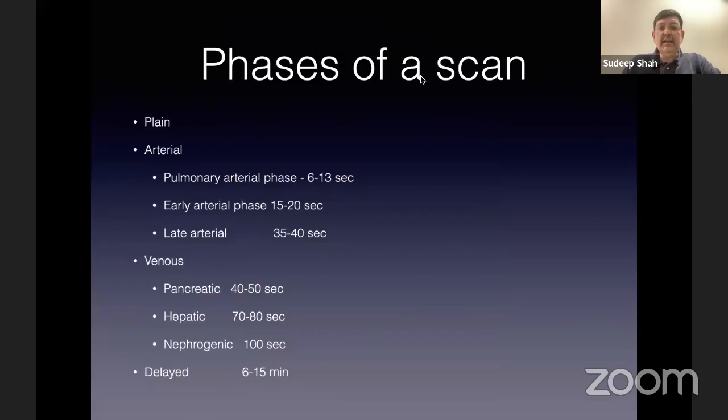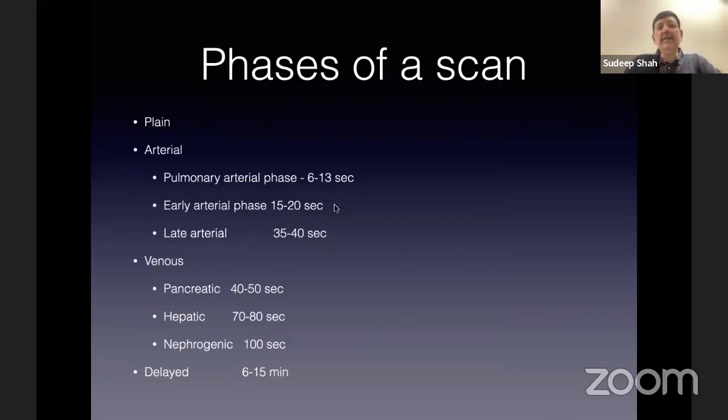The phases of the scan depend on the timing of your IV contrast. So without any contrast, you'd get something which is a plain scan. Then you would have the arterial, venous, and the delayed phases. The timing of the arterial phase is very important to see what is visualized. The pulmonary arterial phase is the earliest phase. So if you're looking at something like a pulmonary embolus, you would be looking at a scan at 6 to 13 seconds. Now, scanners today are so quick that within a couple of seconds, they will scan your area of interest. So we can be precise in these 5-second ranges.